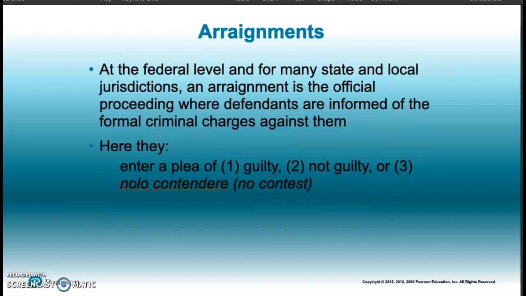Or we can do what's called an arraignment. At the federal level and for California, arraignment is the official proceeding where defendants are informed of their formal charges and they enter a plea. That could be not guilty, guilty, or what's called nolo contendere. Nolo contendere basically means that you'll accept the punishment, but you are not saying that you're guilty or innocent.